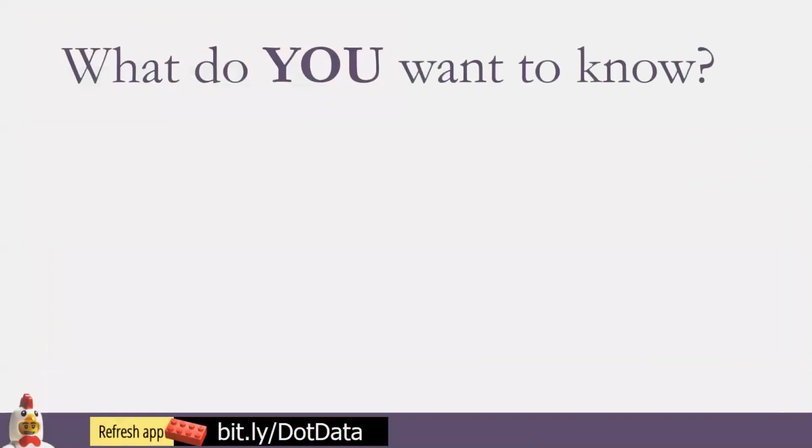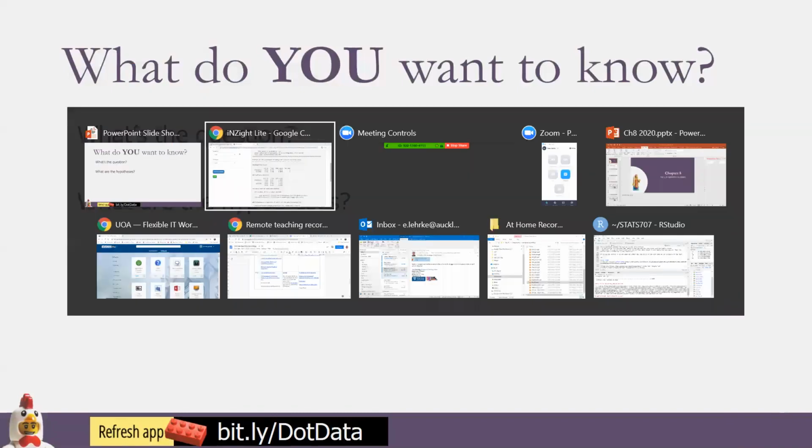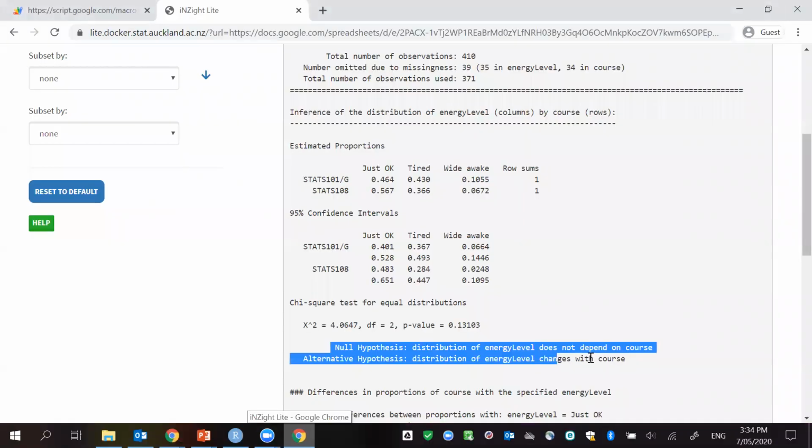So my challenge to you now, I think you should go and play at this link with the data at iNZight. Think about something that you want to know. You've played the game. What do you want to know? What's the question you're asking? What would the hypotheses be? And you can see when you go into iNZight, it will give you the standard hypotheses, but think about them in terms of what you're looking at and whether they make sense.